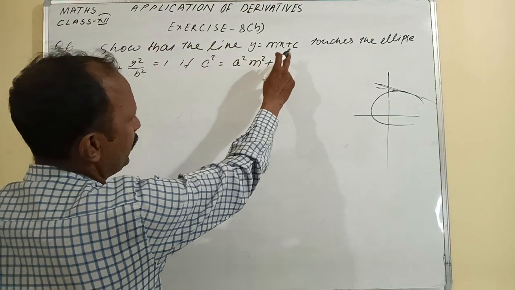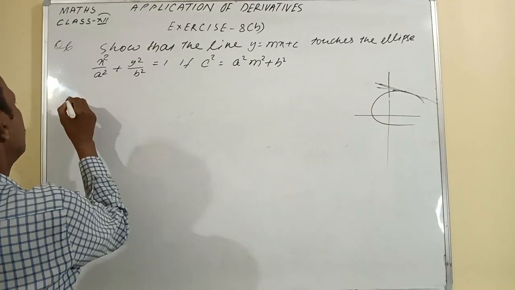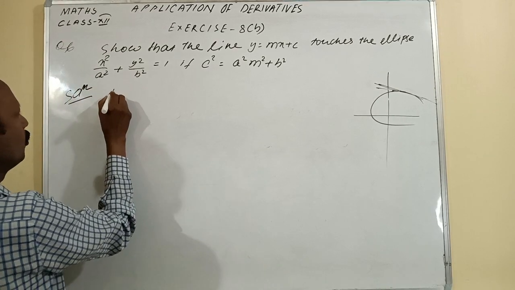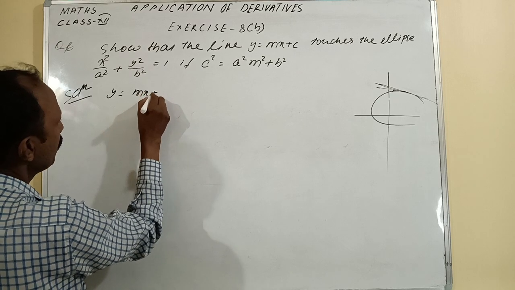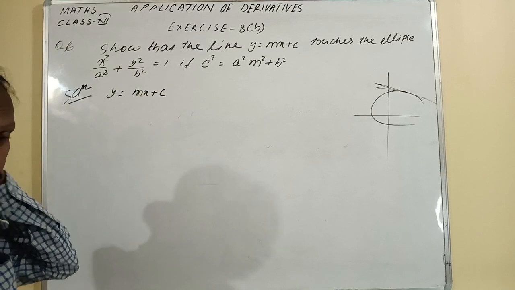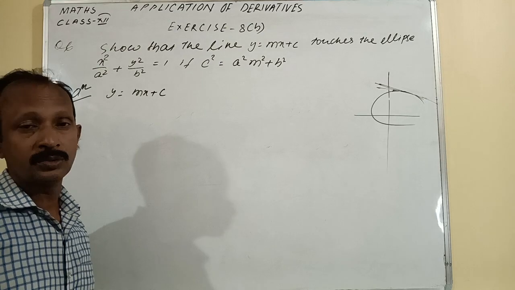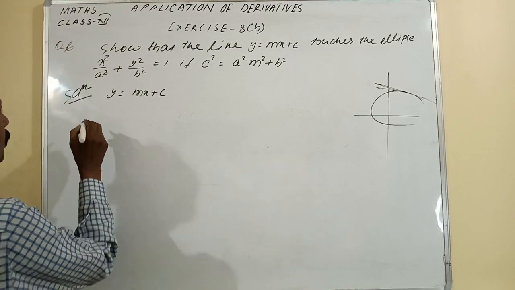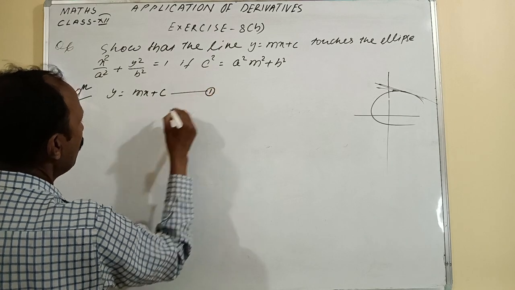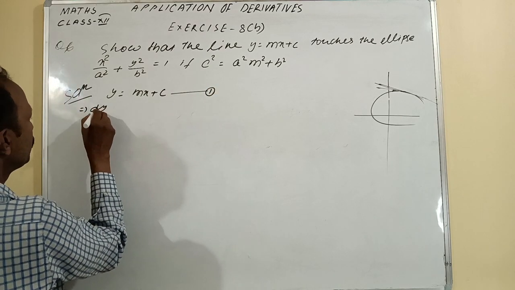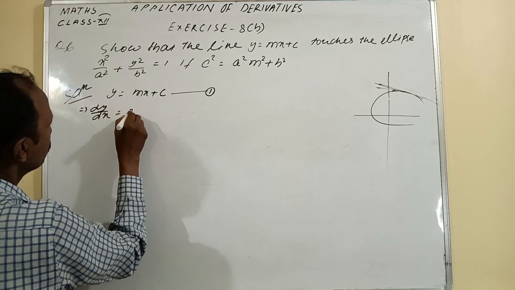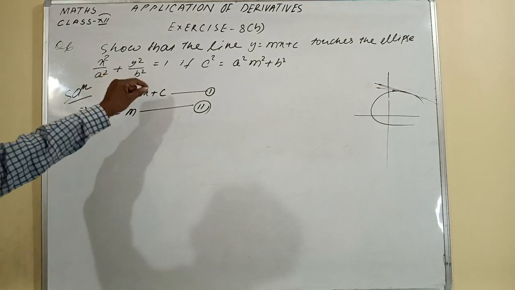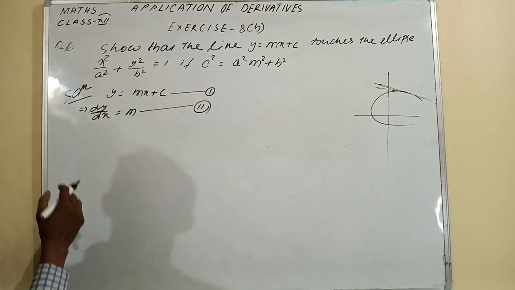So that the line y = mx + c, that means say you see here, y = mx + c, and differentiating both sides with respect to x. So this is the equation 1, which implies that dy/dx is equal to m. Second equation. Okay. Next, what is given here?